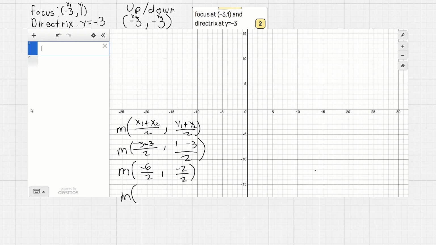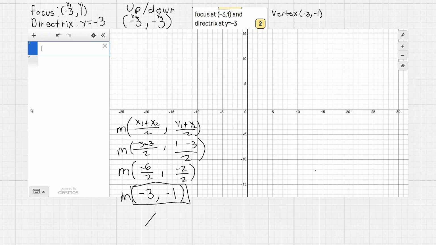Now, let's simplify further. Negative 6 over 2 is equal to negative 3. Negative 2 over 2 is negative 1. Now we have our vertex. So our vertex will be negative 3, comma, negative 1.